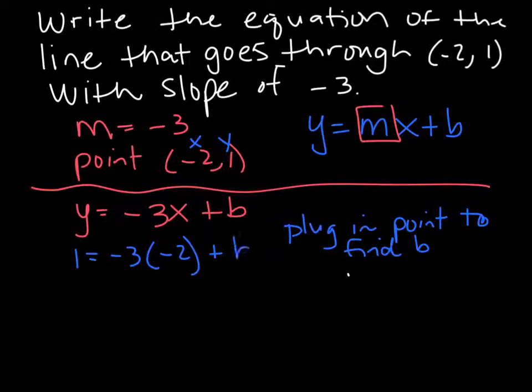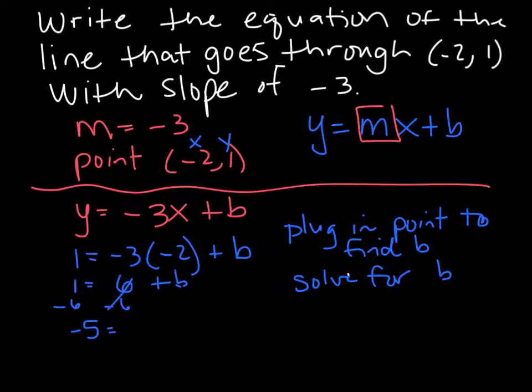The reason this helps me is because once I plug in that ordered pair, I'm only going to keep it in for now until I find b. But once I plug in that ordered pair, now I only have one unknown. So then my next step is I'm going to solve the equation for b. So I've got 1 equals, so this is going to give me a 6 plus b. I subtract over the 6, and I get negative 5 equals b.